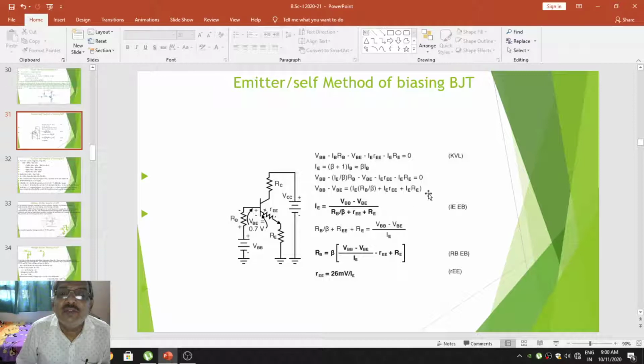By taking I_C common from this particular equation and rearranging terms, we can get I_C is equal to V_BB minus V_BE upon R_B upon beta plus r_e plus R_E. Thus, we can get the value of this resistance is equal to V_BB minus V_BE upon I_C. Whereas R_B we can calculate as R_B equal to beta into V_BB minus V_BE upon I_E minus r_e plus R_E. So by this particular way, one can calculate the value of R_B.